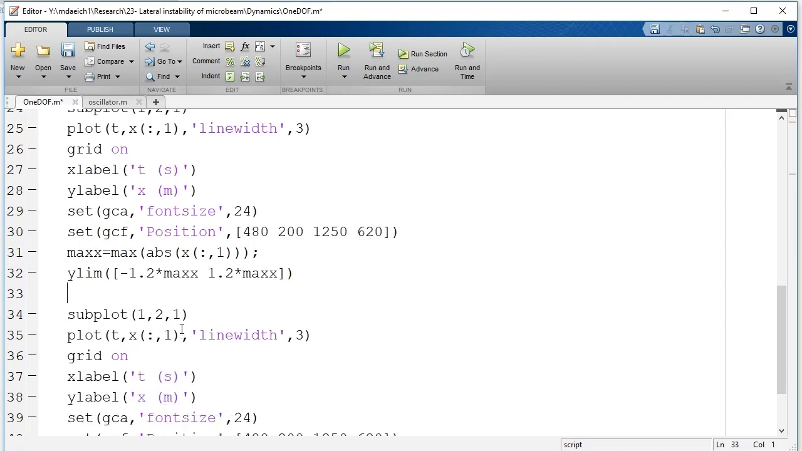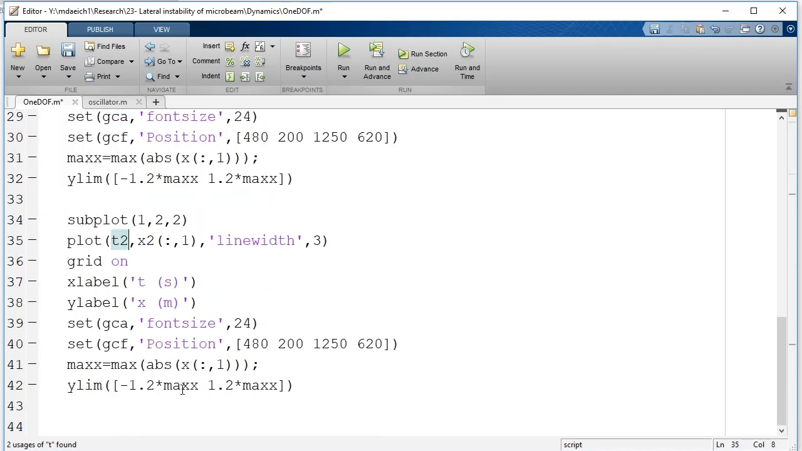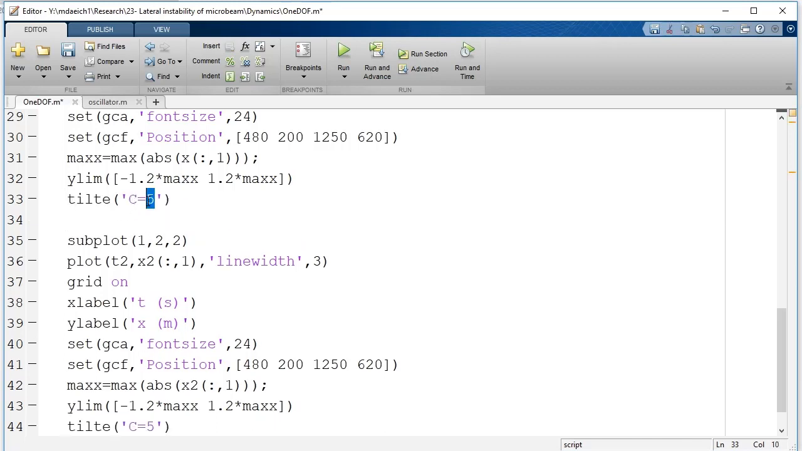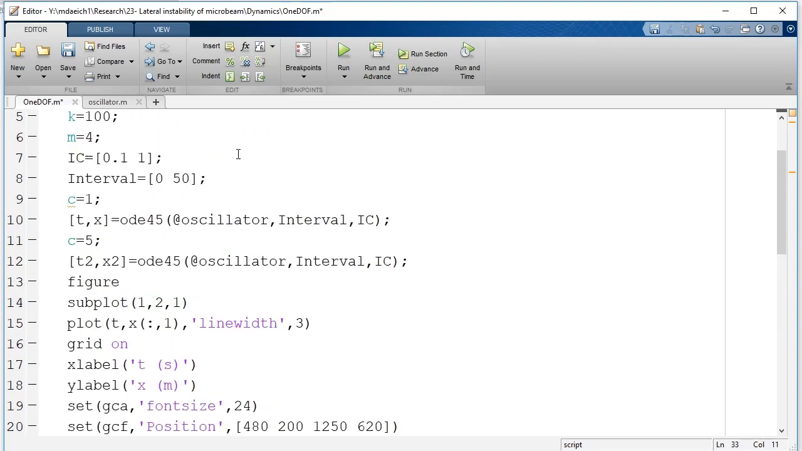So this would be 2, and this would be 2, t2, and this would be 2. Also, let's put a title for this. So title, this is C equal to 5, and this would be C equal to 1. So let's solve this.